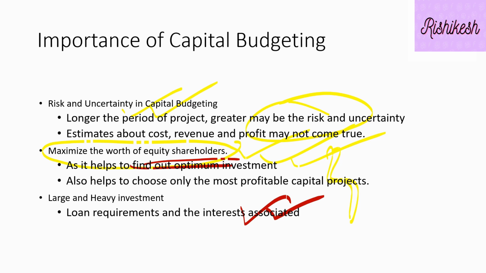Large and heavy investment. So since it's going to be large and heavy investment, many of the companies will not have that much amount of capital in their kitty to invest. So they will go to the banks and take loans. And once you take a loan, you have got an interest burden as well. So that also has to be taken into account. And again, because there are a lot of finances being involved, using the right capital budgeting techniques becomes really very important.